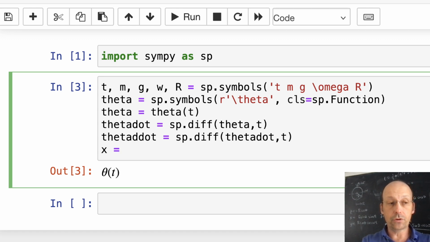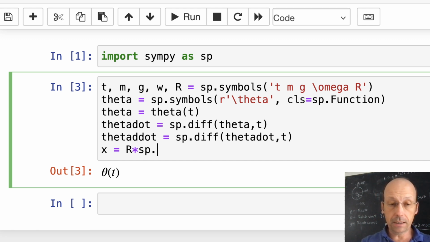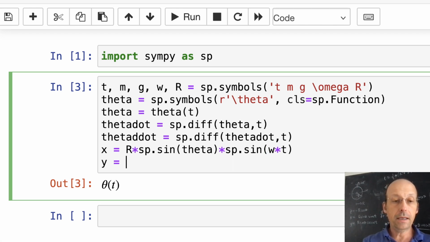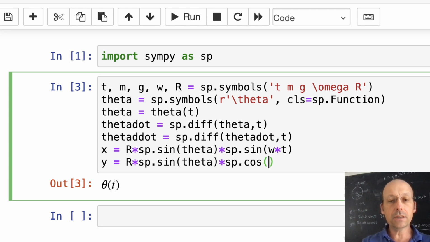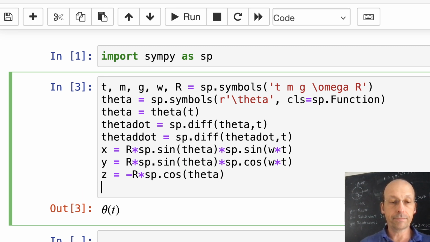X is going to be equal to, I already wrote this down, right? R times sine theta sine omega t. So R times sp.sin(theta) times sp.sin(omega times t). Y is R times sp.sin(theta) times sp.cos(omega times t). And then z is negative R times sp.cos(theta).